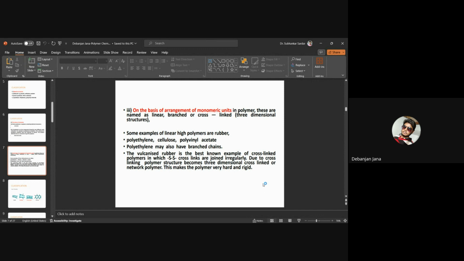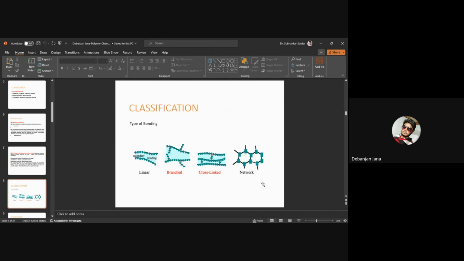Some examples of high polymers are rubber, polyethylene, cellulose, polyvinyl acetate, etc. Polyethylene may also have branch chains. The vulcanized rubber is the best known example of cross-linked polymers in which S-S cross links are joined irregularly. Due to cross-linking, the polymer structure becomes a three-dimensional cross-linked or network polymer. This makes the polymer very hard and rigid. Then the types of bonding. First is linear, second is branched, third is cross-linked, and fourth the network. Four types of bonding.